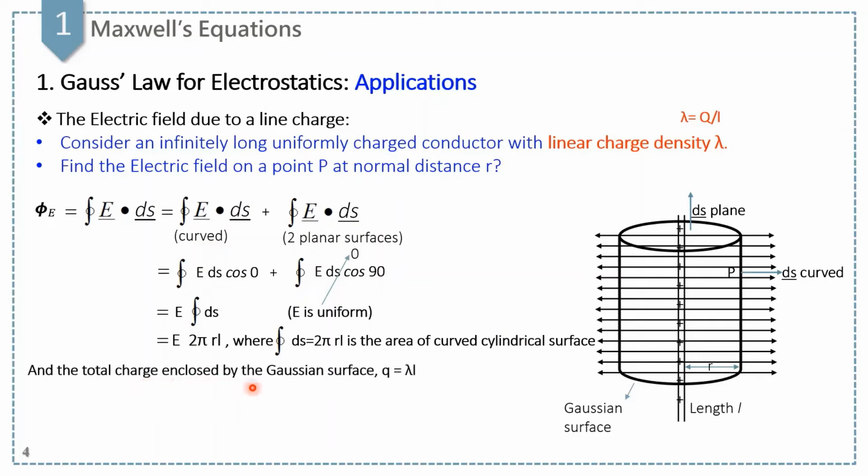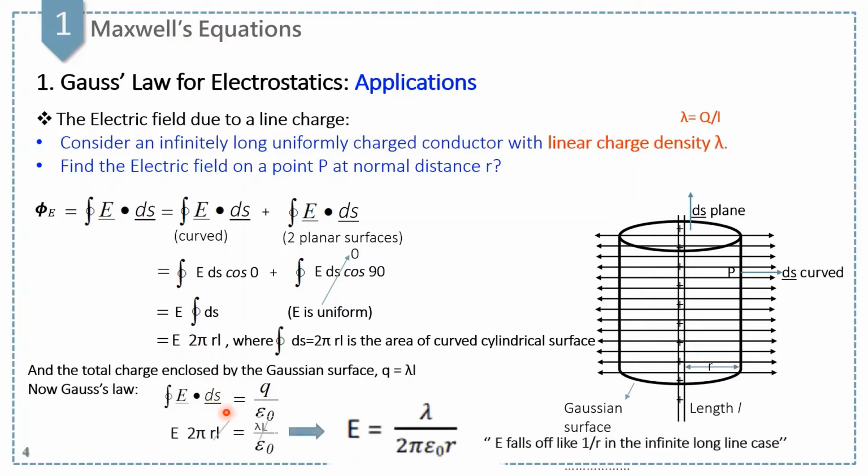The total charge enclosed by the Gaussian surface is Q equals lambda L. Now, by taking the Gauss's law, closed integral E dot ds is equal to Q over epsilon naught, and by equating this equation with this equation, we can derive that E is equal to lambda over 2 pi epsilon naught r, where the electric field is inversely proportional to the distance r. In other words, this means that electric field falls off like 1 over r in the infinite long line case.